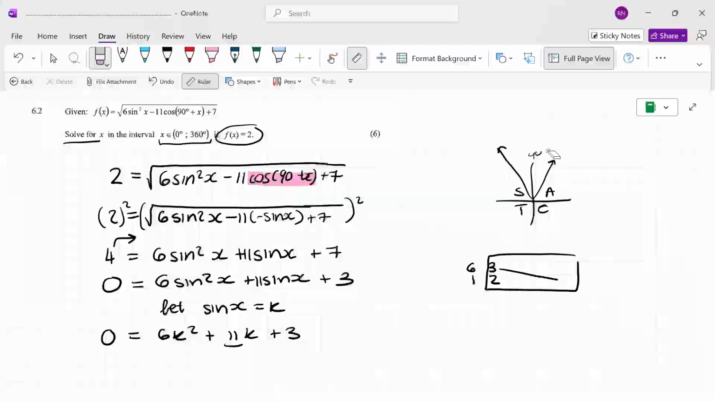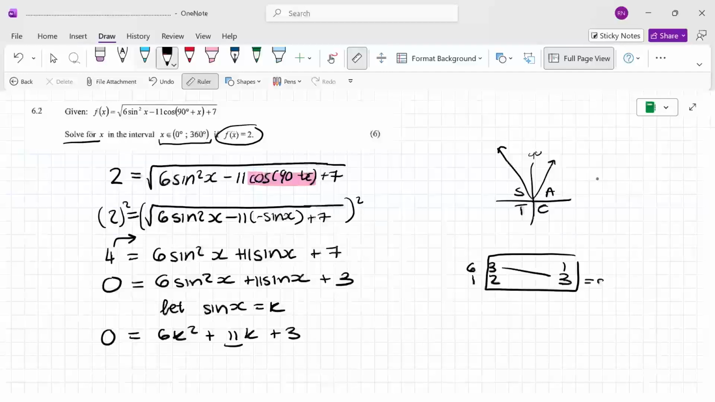This gives me, let's try 1 and 3. This gives me 9. This gives me 2. I can get to 11 with 9 and 2 by saying plus 2 plus 9. That gives me 11. So this will be a plus and this will be a plus. This is x and this is not x, sorry.